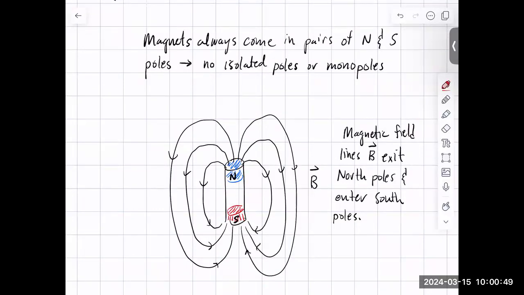And one of the things that we discovered is that magnets always come in pairs of north and south poles. So we never have an isolated north pole like we could have, say, an isolated positive charge. So if we have something like a bar magnet, it's always going to have a north and a south pole, and magnetic field lines are going to exit the north pole, loop around, and then re-enter into the south pole of the bar magnet.